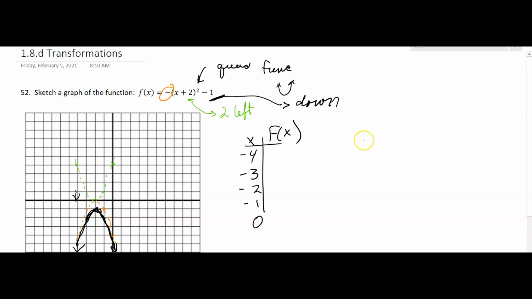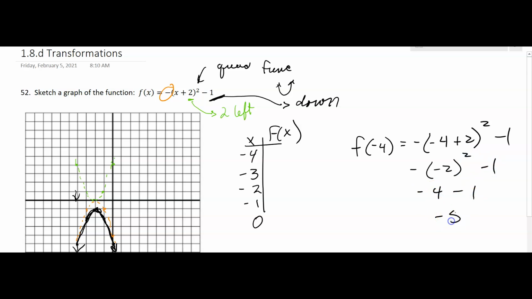So when I say plug that in, I'm saying f of -4. I'm going to just write one of them out for you. And you get minus (-2) squared minus 1, which is -4 minus 1, which is -5. So algebraically, if I plug in a -4, I get out a -5. And is that point right there? And it is. And you can check all the points that way.